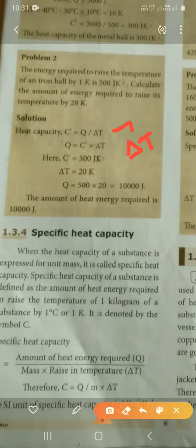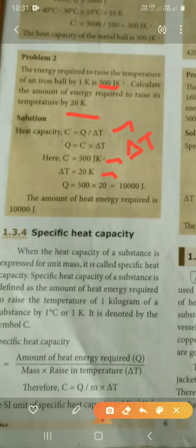Then here the heat capacity is 500 joule per K. The temperature rise is given as 20 K, so delta T equals 20 K. Then you multiply 500 into 20, which means we get 10,000 joule. This much heat energy is required. This is a very easy sum, so I hope you all understood.